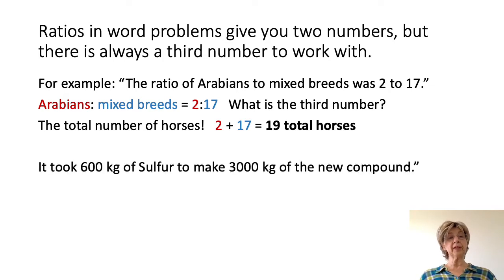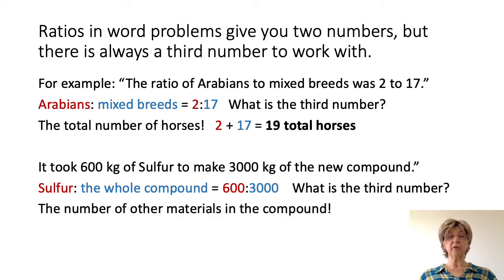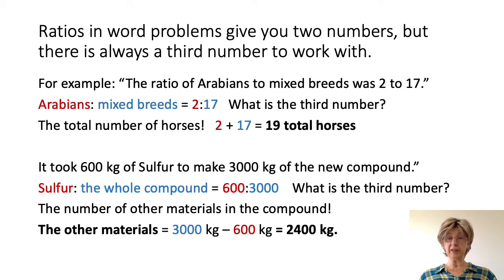It took 600 kilograms of sulfur to make 3,000 kilograms of the new compound. Sulfur to the whole compound equals 600 to 3,000. What is the third number? The number of other materials in the compound. The compound is made of sulfur and some other materials. The other materials equals 3,000 kilograms minus the 600 kilograms of sulfur, which leaves 2,400 kilograms of other materials.